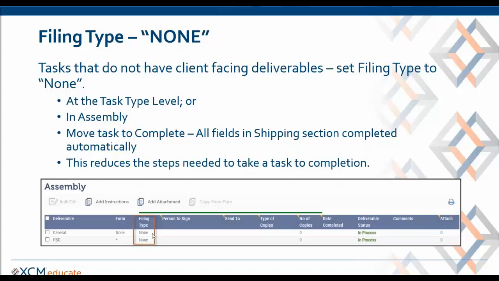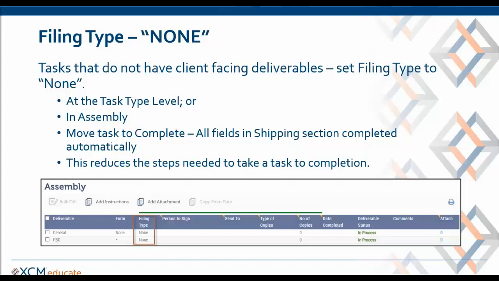So if it is set to none for all of the deliverables in a task, you are able to move that task from any status to complete. Once you do that and you hit save and move, it will automatically fill in the shipping section with the pertinent information needed to close the task, and you don't have to fill in that shipping area.